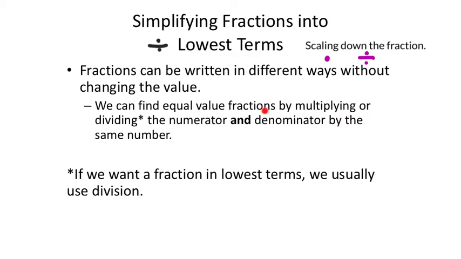So yeah, we can find equal value fractions by multiplying or dividing the numerator and denominator, it's got to be by the same number though, okay? So whatever you do to the numerator, you got to do it to the denominator. That will maintain the equality portion of the fraction, okay? If we want a fraction in lowest terms, we usually use division, which we will see, okay? Because division will take numbers and make them lower.